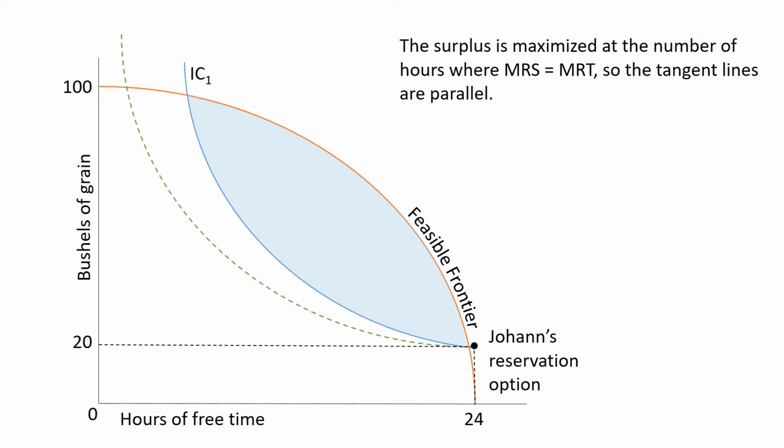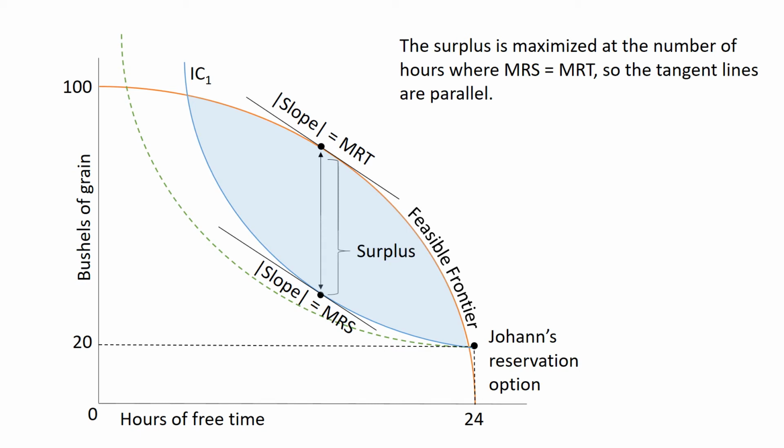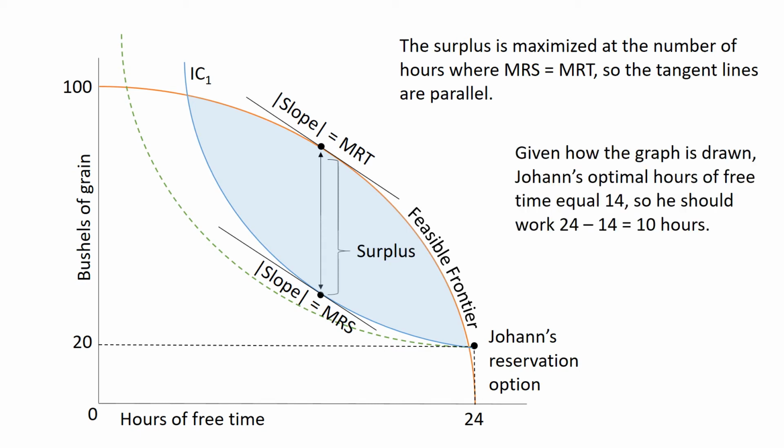The surplus is maximized at the number of hours where MRS equals MRT, so that the tangent lines are parallel. That is where the vertical distance between the feasible frontier and the reservation indifference curve is largest. Given how the graph is drawn, Johan's optimal hours of free time are about 14. In other words, he should work about 10 hours, since 24 minus 14 is 10.